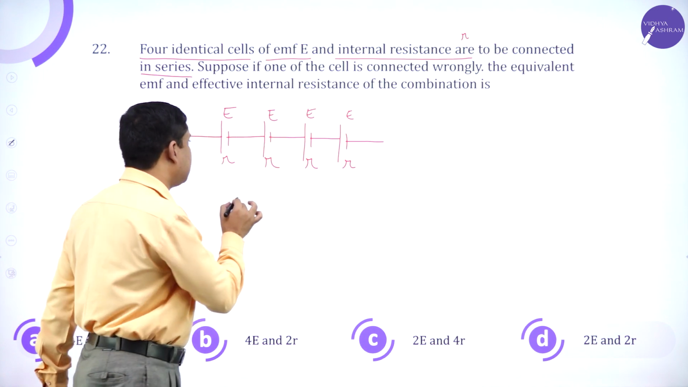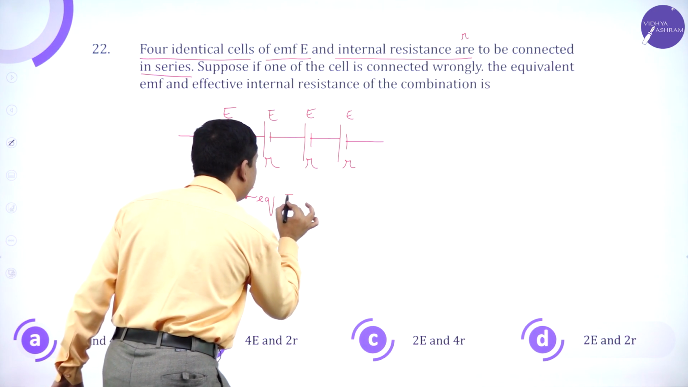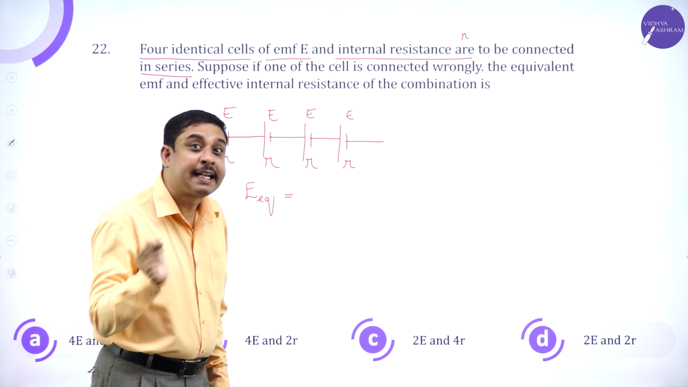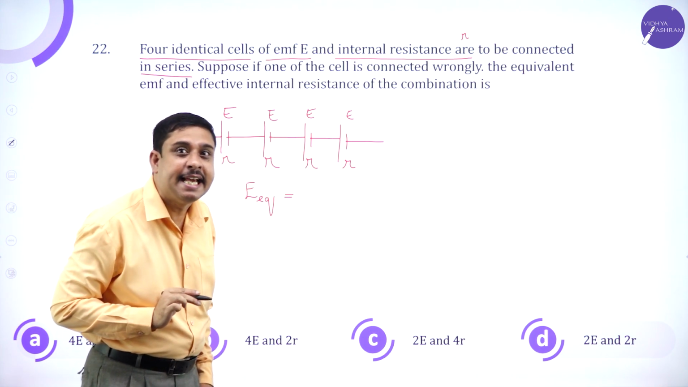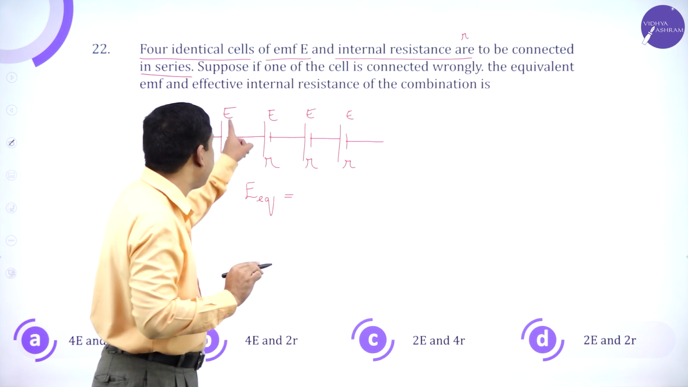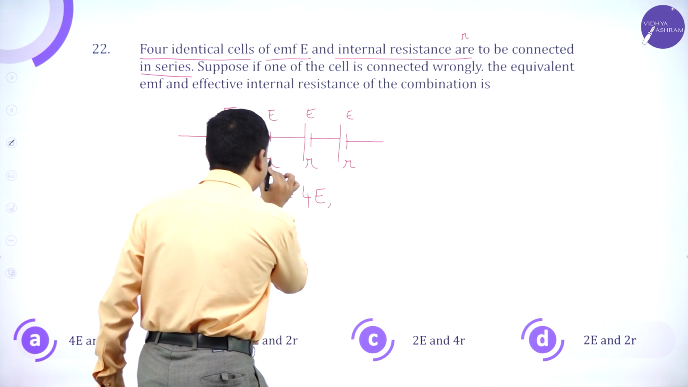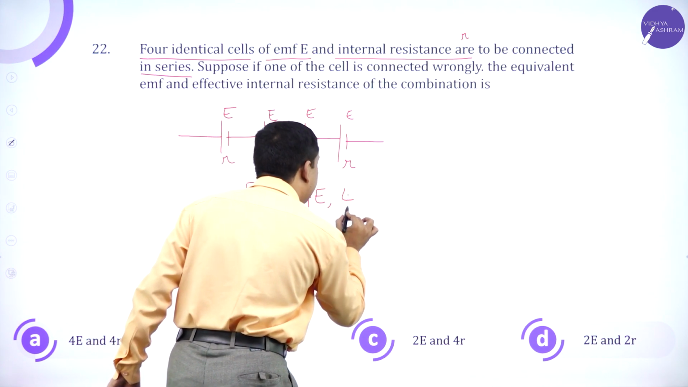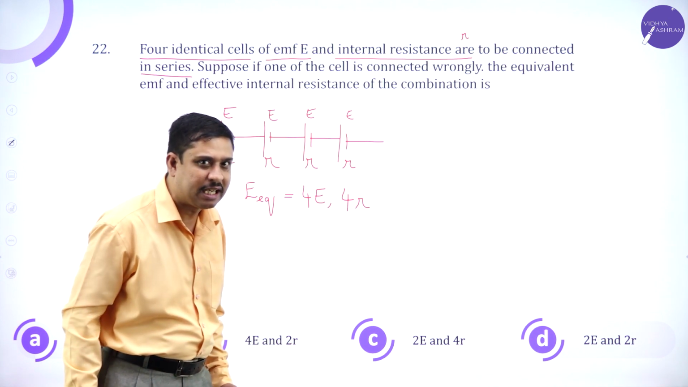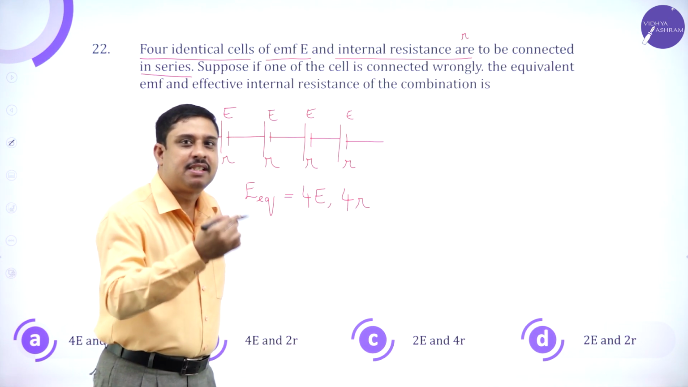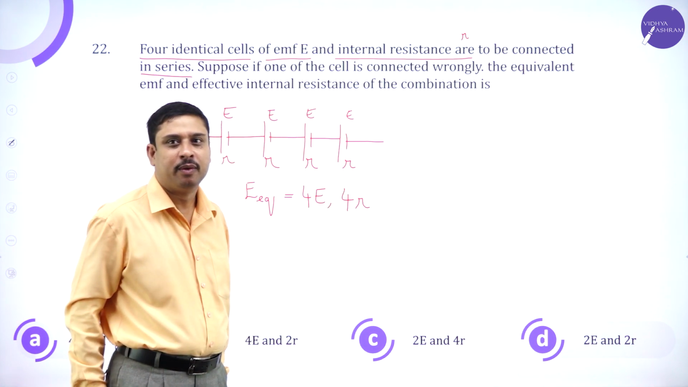In this case, the equivalent EMF, they are connected in series. 4 cells are connected in series. So equivalent EMF is 4E, whereas equivalent internal resistance, since they are in series, R1 plus R2 plus R3 plus R4, becomes 4R.